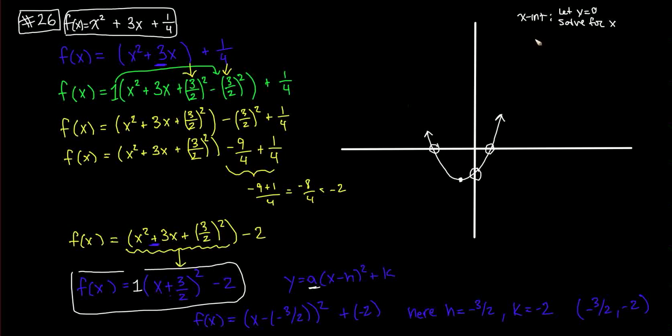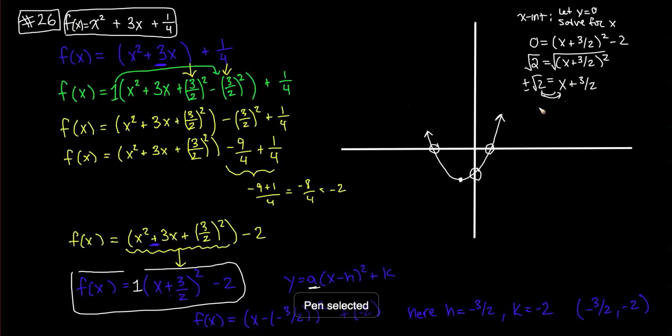So it's going to be f of x, or y, is 0 equals (x plus 3 over 2) squared minus 2. We're going to add 2 to both sides, and then take the square root of both sides. When we do that, on the left hand side that gets rid of the squared, and it's just x plus 3 over 2 equals plus or minus the square root of 2. And so x, I'm going to flip-flop these, and I'm going to say that x is equal to negative 3 over 2 plus or minus the square root of 2.